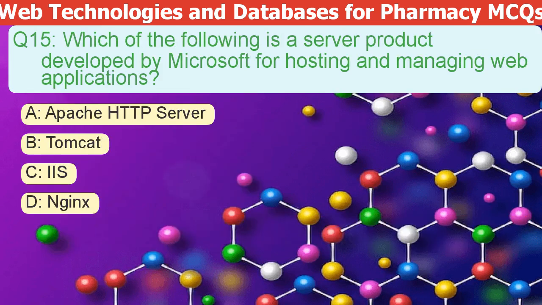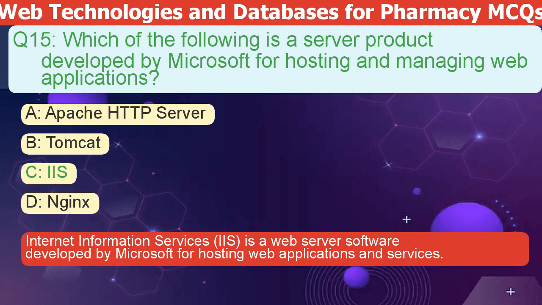Which of the following is a Microsoft server product for hosting and managing web applications? A. Apache HTTP Server. B. Tomcat. C. IIS. D. Nginx. The correct answer is C. Internet Information Services, or IIS, is web server software developed by Microsoft for hosting web applications and services.